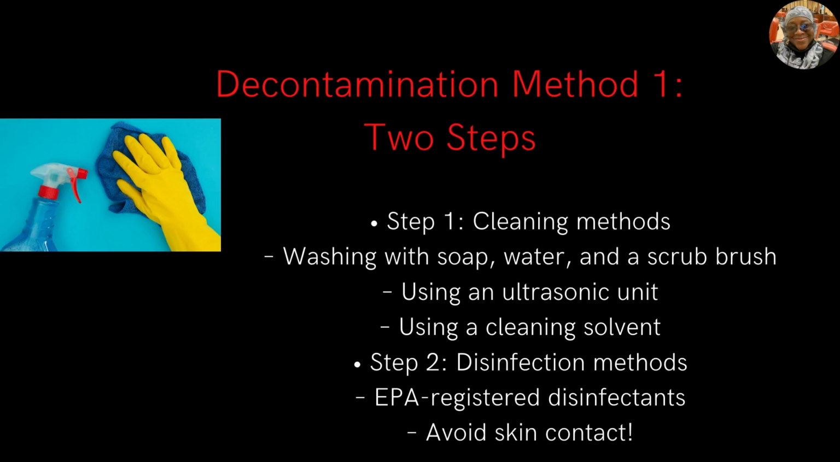Then decontamination method 1, two steps. Step 1 is cleaning. That's washing with soapy water, scrubbing it with a brush, using the ultrasonic unit, cleaning with a solvent solution. Step 2, disinfecting, can be a solvent or a solution in an EPA registered disinfectant. So that would be step 2. After you clean, dry, then you place your tools or implements into a solution to disinfect them.